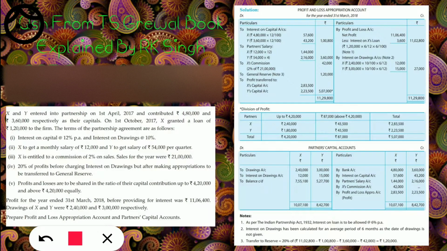T.S. Grewal book, from the chapter Partnership Fundamentals. So please listen carefully and note down the important treatments.